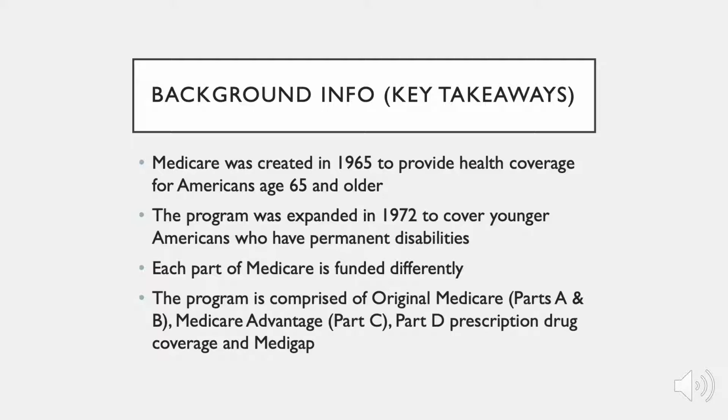Some background information and key info that I found was that Medicare was actually created in 1965 to provide health coverage for Americans aged 65 and older. The program was expanded in 1972 to cover younger Americans who have permanent disabilities. There are different parts of Medicare, and each part is funded differently, depending on what it is. So there is Original Medicare, which has parts A and B. Medicare Advantage has part C, which usually covers everything. And then there's part D, which is prescription drug coverage, and there's Medigap.